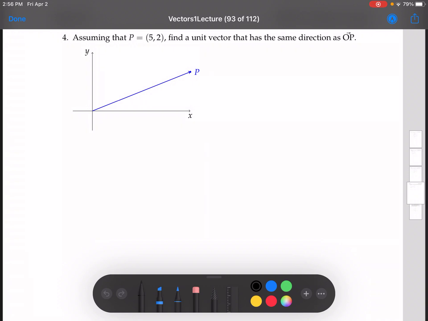In this video, we're going to find a unit vector, a vector whose length or magnitude is 1, that has the same direction as this vector here.